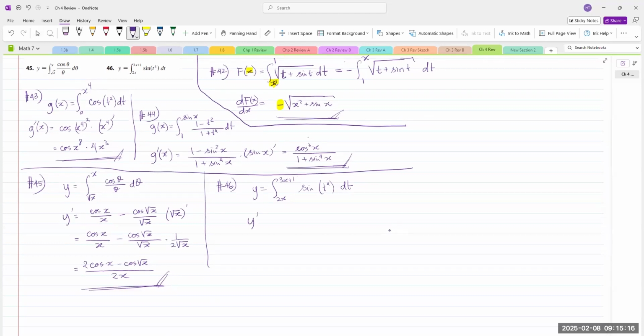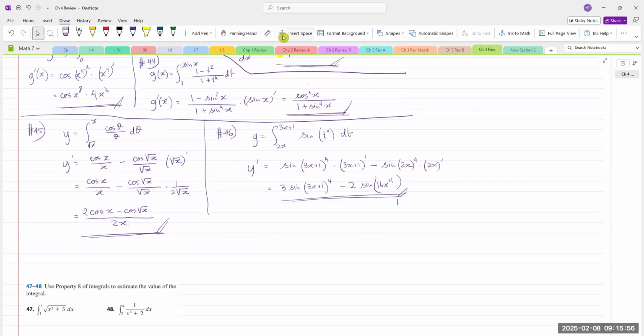Okay, so the derivative will be: replace the t by the upper limit of the integral multiplied by the derivative of that function. Let me write it this way, minus sine of 2x to the 4th times the derivative of 2x with respect to x. So that will be 3 sine of 3x plus 1 to the 4th minus 2 sine of 16x to the fourth. Because I can simplify that easily, I just simplify that. That's for number 46.